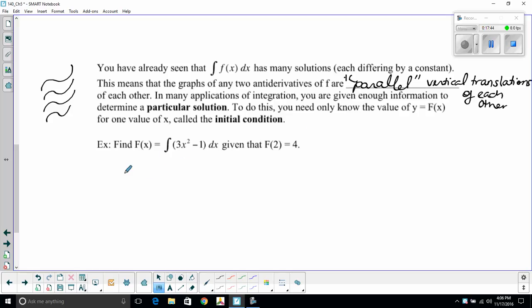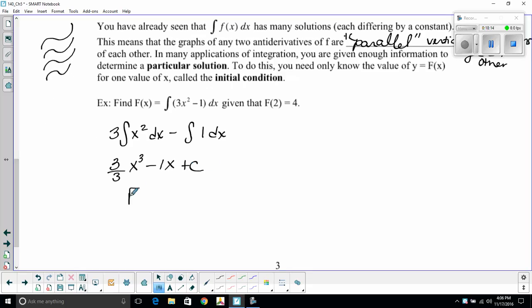All right, so let's do the antiderivative of this. So first I'm going to do the antiderivative of 3x squared dx minus the antiderivative of 1 dx, right? So the antiderivative of x squared is add 1, that would give you 3, divided by 3. And then add 1, that would give you x to the first divided by 1. All right, so now I have f of x equals x cubed minus x plus c.